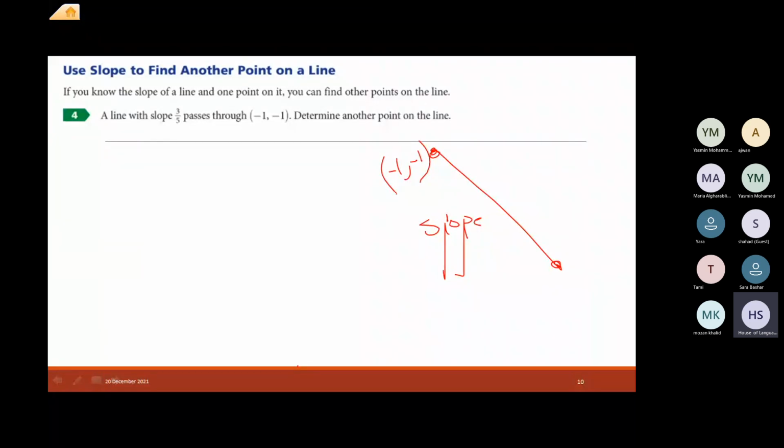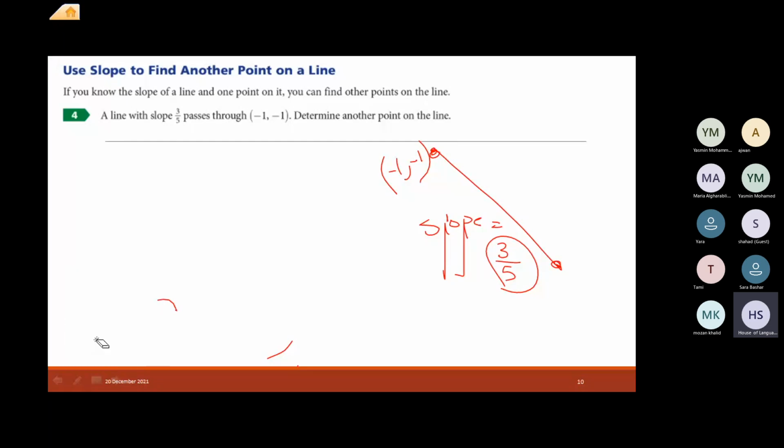Let's see. So I will repeat. In this case here, they give me what is the slope, like here, it's 3 over 5. They give me 1 point, and they ask me now to find the second point. What do I have to do? See, I will explain it.